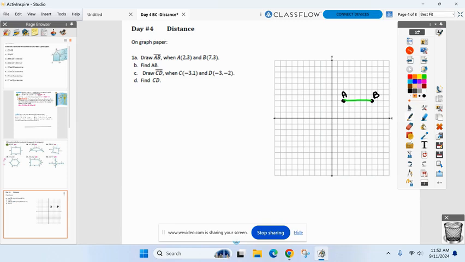All right, we have it all graphed. Now, I don't know if anybody remembers this from yesterday. Do you know what I'm asking in part B when it says find AB? It's not like, oh, it's right here. That's what I'm asking.